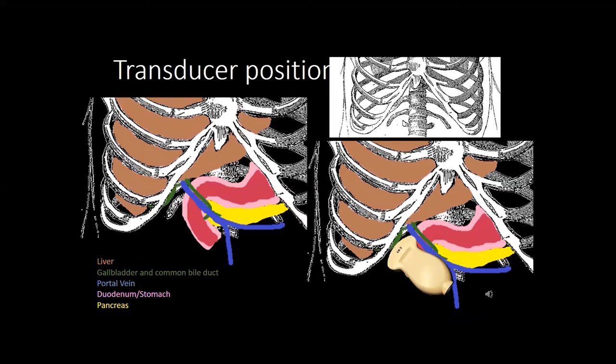The liver is shown in brown, the gallbladder and bile ducts in green, the portal vein in blue, the duodenum and stomach in pink, and the pancreas in yellow. The gallbladder sits along the inferior border of the liver within the gallbladder fossa. Shocking, I know. The cystic duct travels from the gallbladder medially until it connects with the common hepatic duct to form the common bile duct.